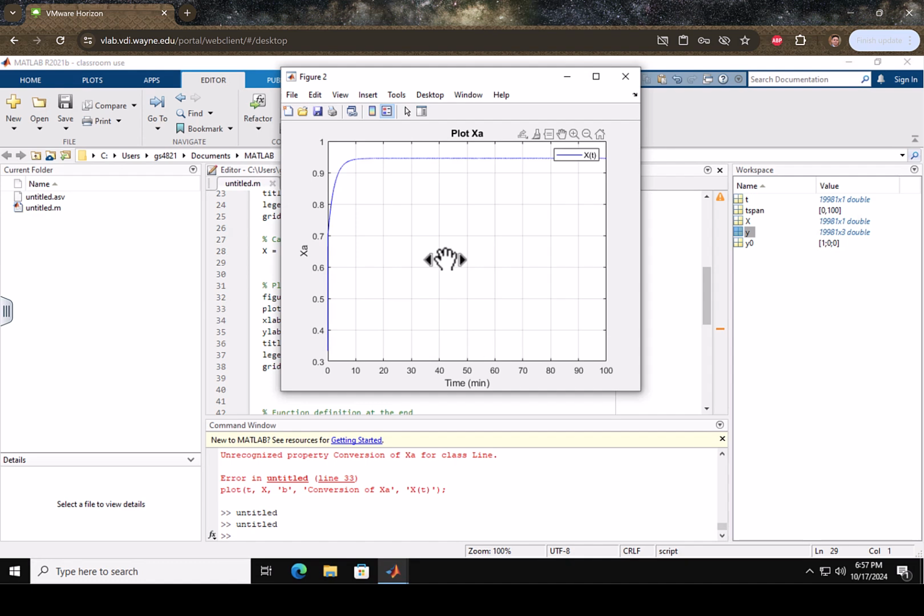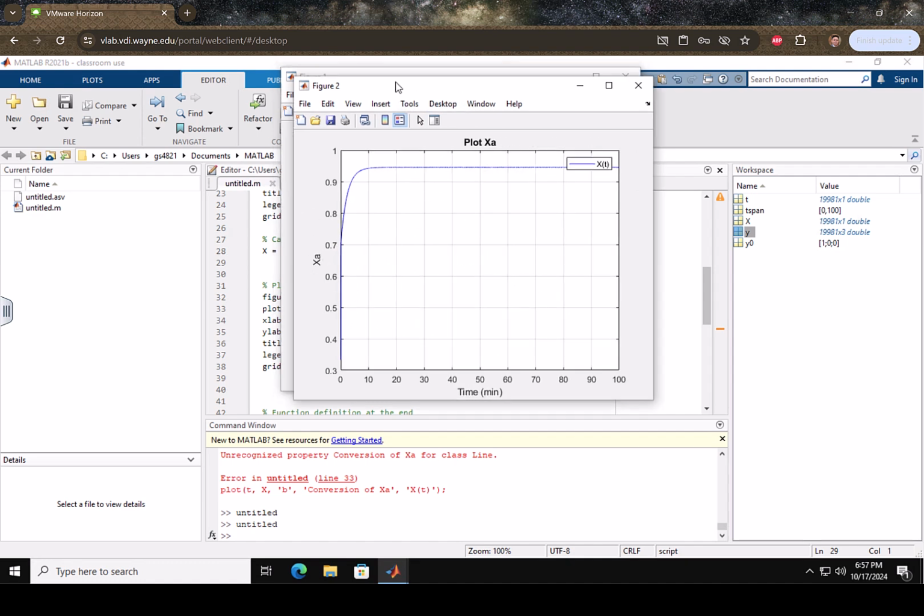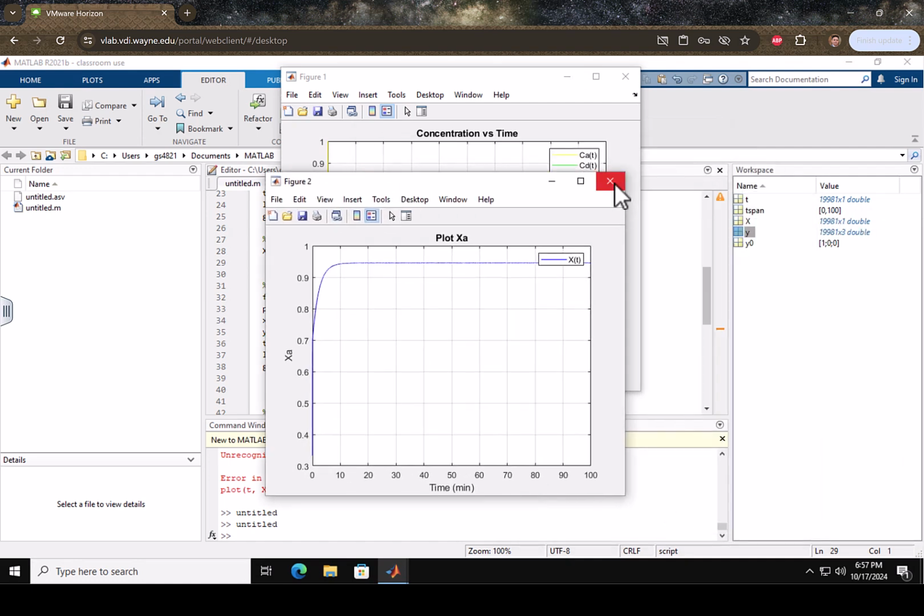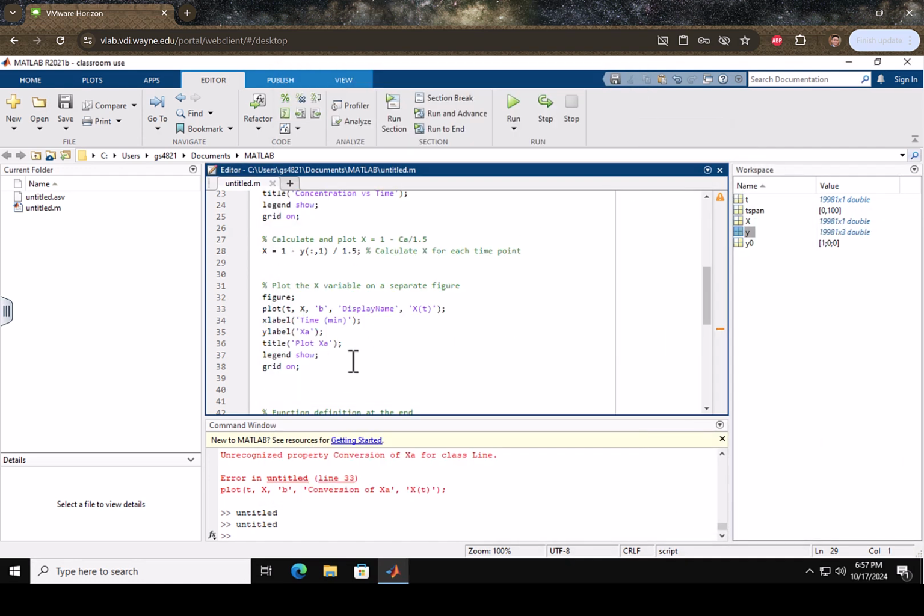So there is our conversion of A, or our conversion of XA as a function of time. You can see that the other graphs are going to be hidden immediately behind it, so just move it off to the side and you should be able to see as many plots, as many figures as you want.